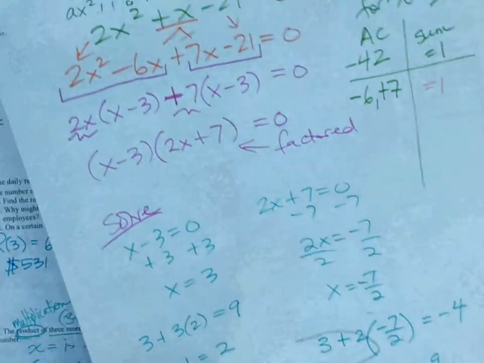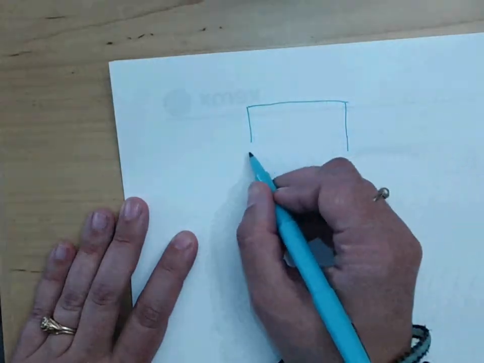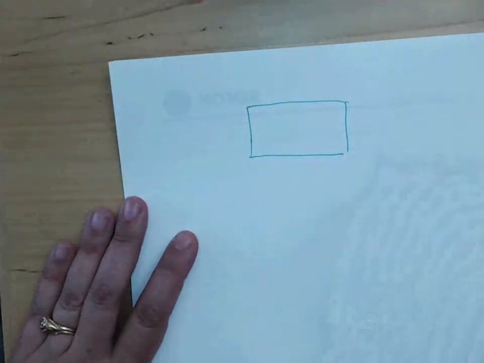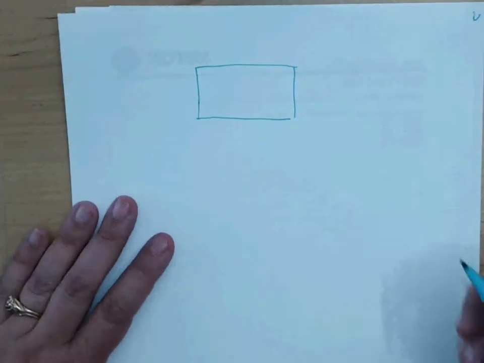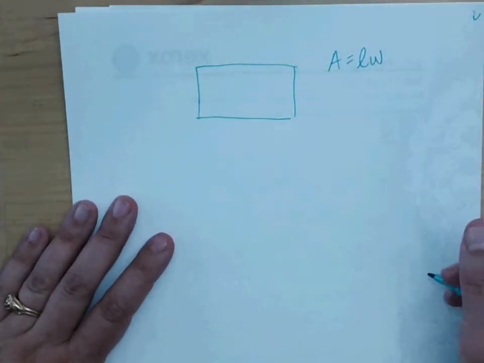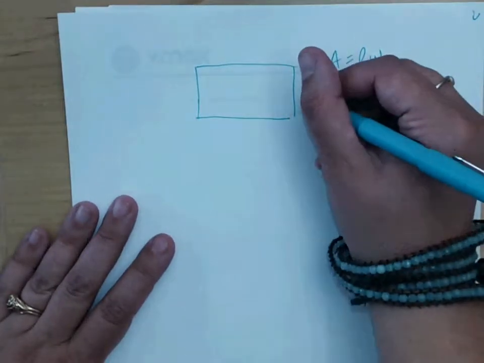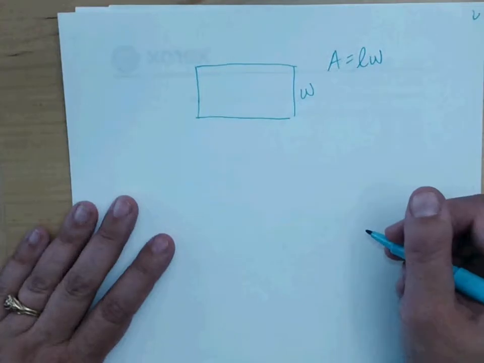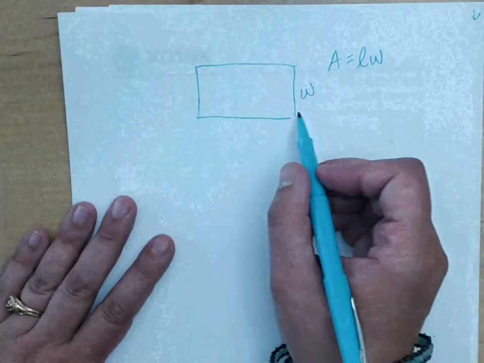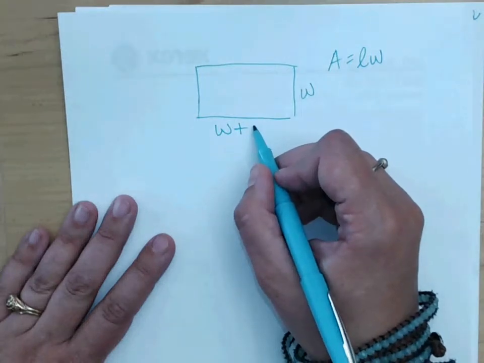Now another problem came up that's very similar since I haven't gone too long. I think it's a related problem. So let's say we had a rectangle and we wanted to find the area. How do you find the area of a rectangle? Length times width. Okay. Let's say the width is W and the length is W plus 4.